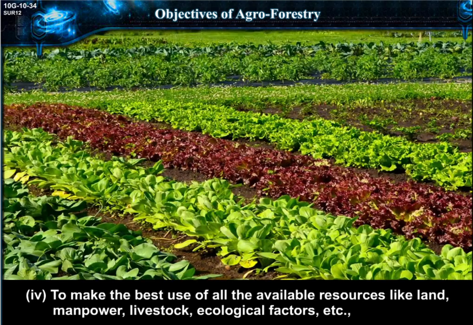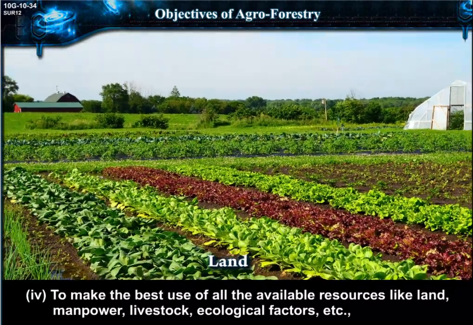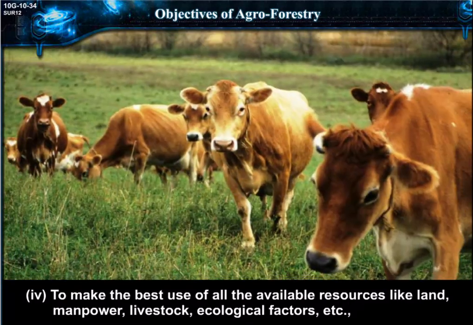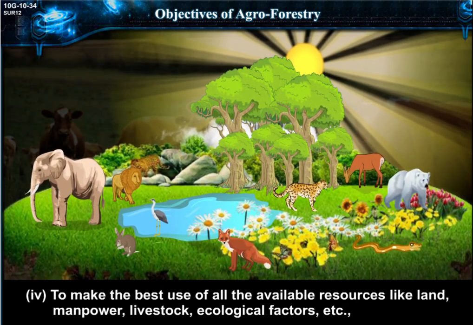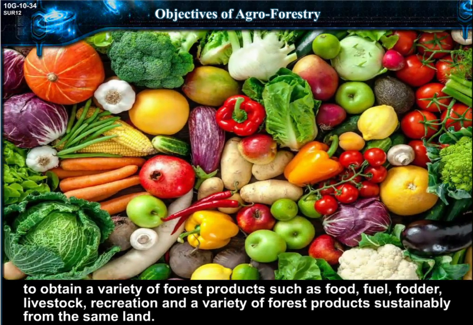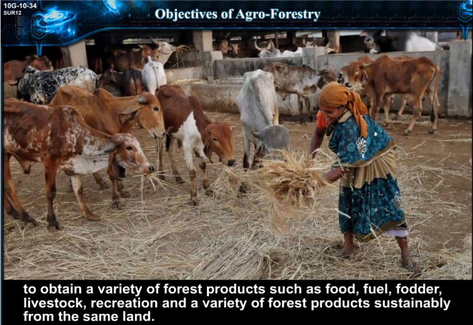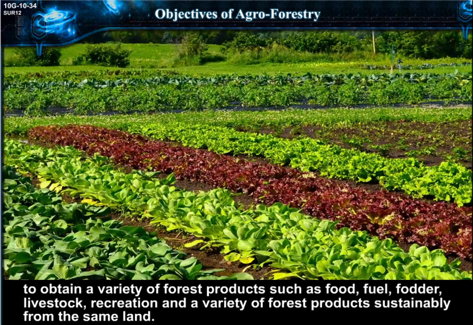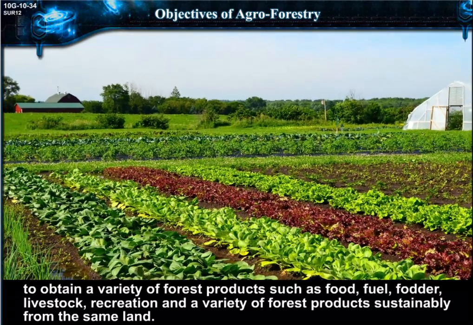Fourth, to make the best use of all the available resources like land, manpower, livestock, ecological factors, etc., to obtain a variety of forest products such as food, fuel, fodder, recreation, and a variety of forest products sustainably from the same land.